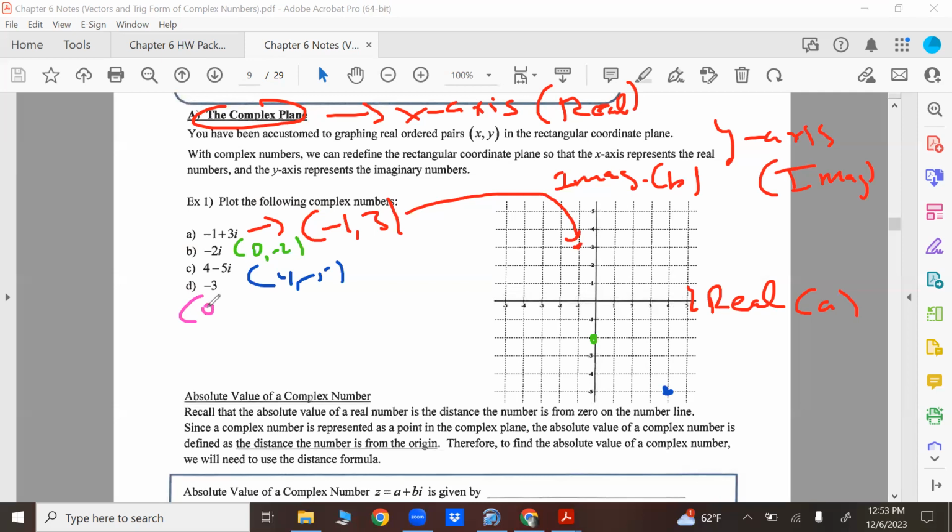That's like saying -3 comma 0. It's right there. That's all. That's how you plot a complex number. It's kind of weird, but it just treats it the same way as x and y, and the notes say so. So let's move on, because I think that's really easy.